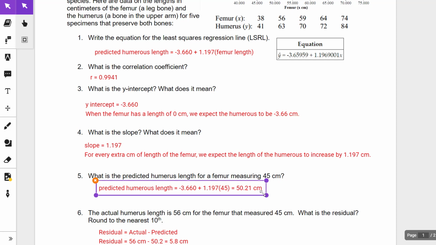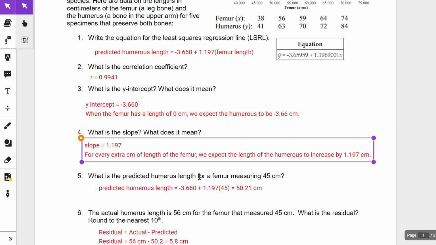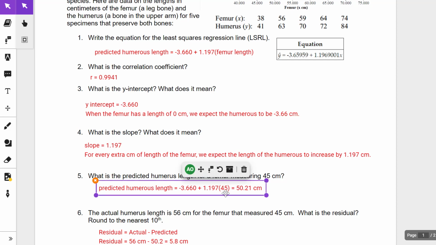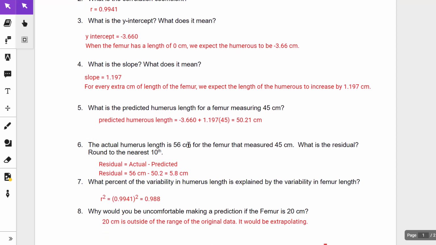Now to do a prediction, you take this equation and put in the femur length. What is the predicted humerus length for a femur measuring 45 centimeters? Well, we put 45 in the equation. So 1.197 times 45, subtract this 3.66, I get 50.21. The actual humerus length is 56 centimeters.